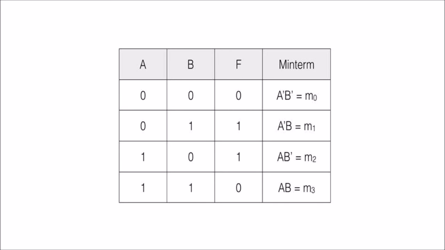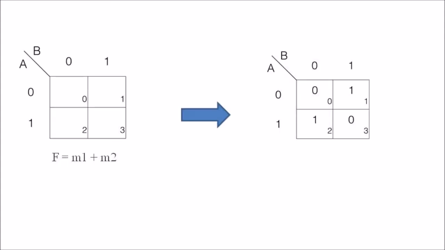So the minterm representations are a dash b dash is equal to m0, a dash b is equal to m1, a b dash is equal to m2, and a b is equal to m3. To express the function using minterm shorthand notation, we have to consider only those minterms with f equal to 1. Therefore, f is equal to m1 plus m2. This can also be written as f is equal to sum of, or sigma of, 1, 2.